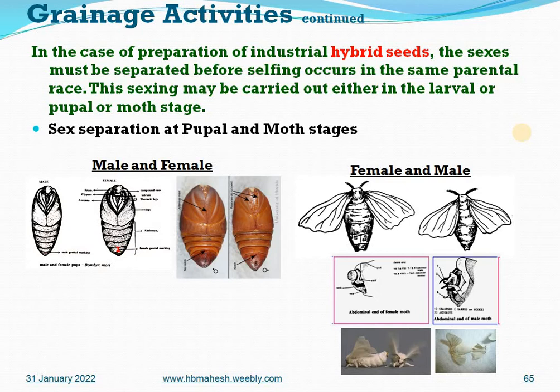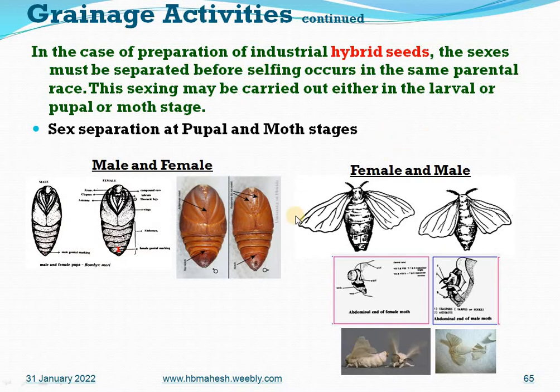before moth emergence, the sexes should be separated. Of course, sexing may be carried out in the larval stage, but larval sexing should be at the farmer's level. So, in grainages, we can conduct the sexing at the pupal or moth stages. In the case of the pupal stage, based on the morphological features, you can separate the male and female very easily.